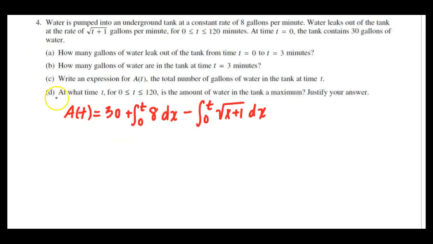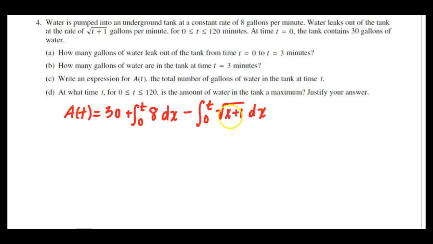Alright, and now the last part, part D. At what time t, where t is between 0 and 120, and note that this is a closed interval, we have less than or equal to, less than or equal to, is the amount of water in the tank a maximum? So at what time t is the amount of water in the tank a maximum?